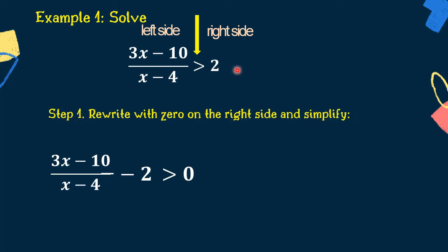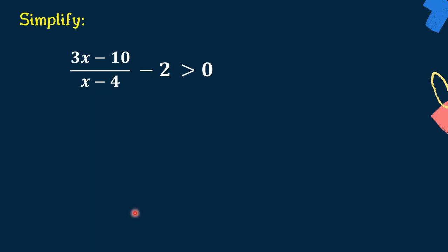Kung anong ginawa natin sa right side, yun din ang gagawin natin sa left side. That's why mayroong minus 2 here. So, 2 minus 2 is 0. That's why we have here 0. After rewriting it with 0, the next step is we have to simplify the left side. Kailangan isang rational expression or isang term lang ang mananatili sa left side. So, we have to simplify this part.